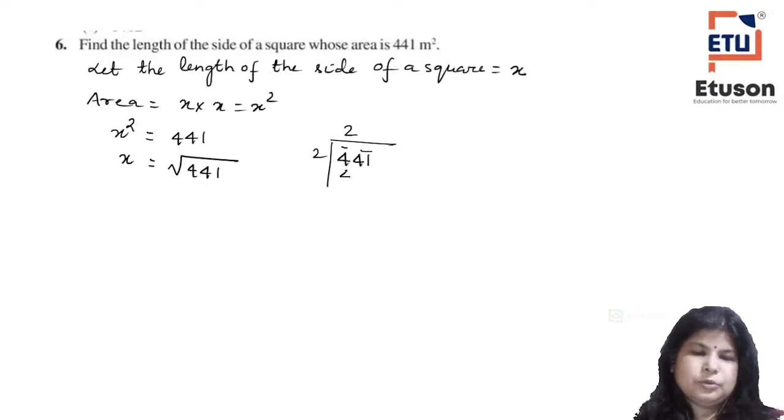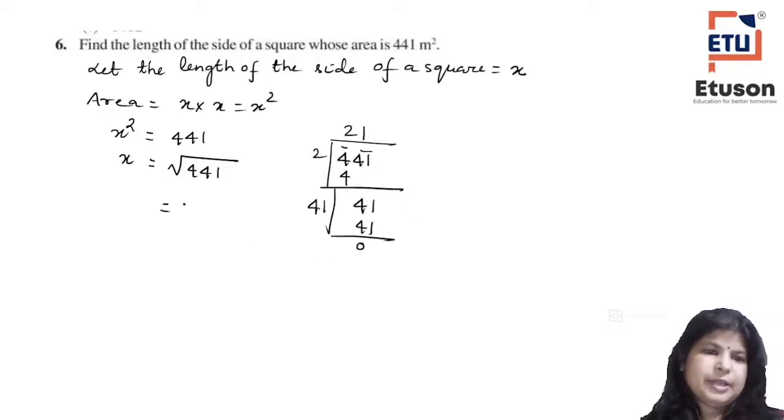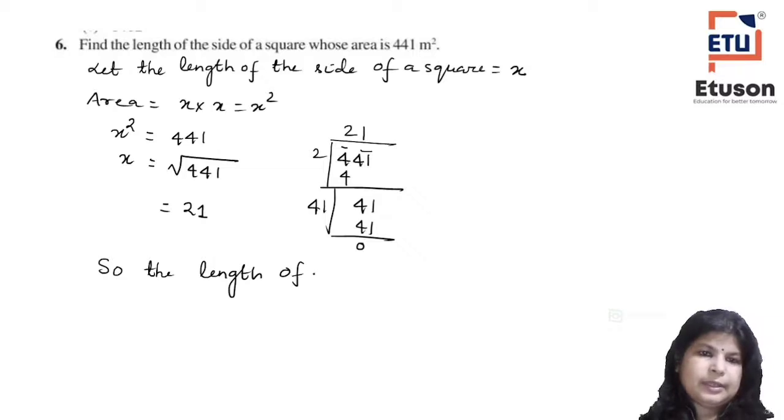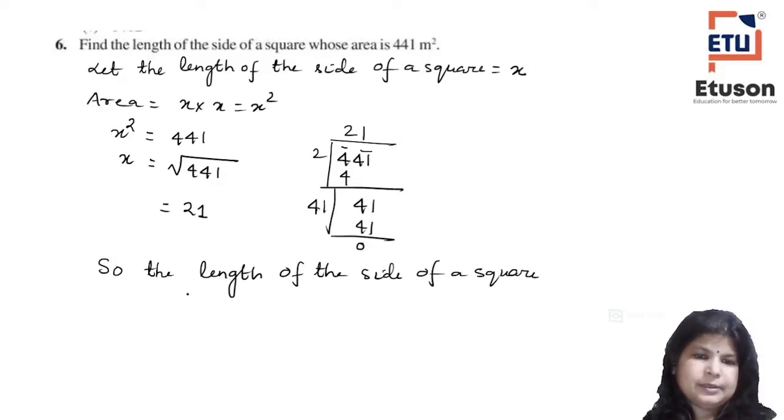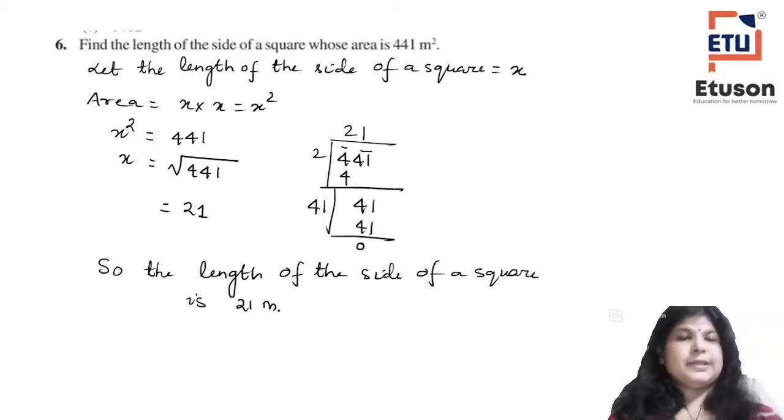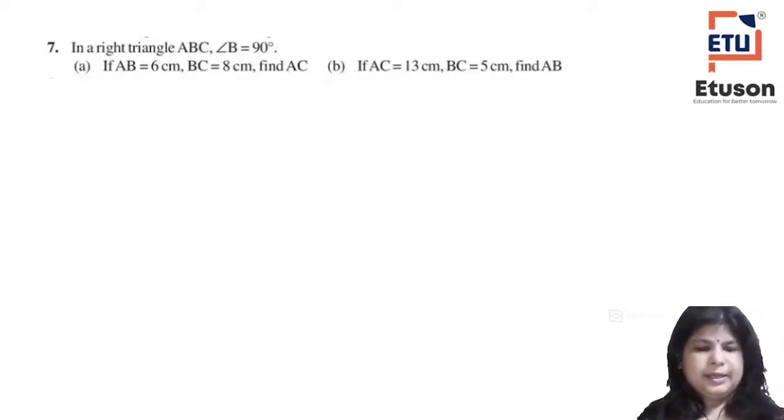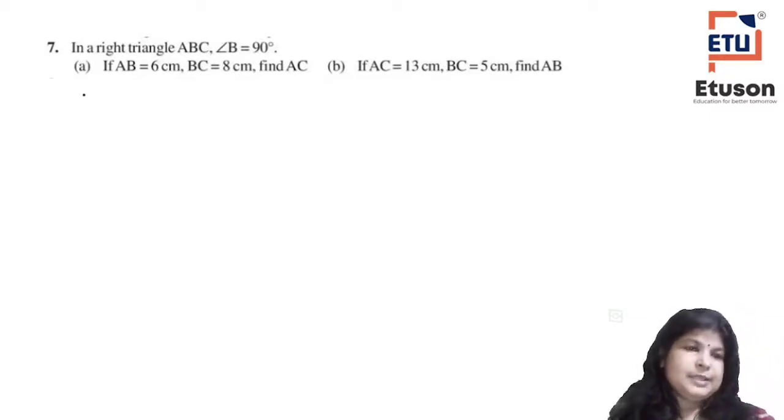So 2 into 2, that is 4. Then you get 41. 2 into 2 is 4, 1. 41 into 1 is 41. And you get 0. Hence the square root is 21. So the length of the side of a square is 21 meter. Right? Now let us go to the next one. In a right angle triangle, B is equal to 90 degrees.